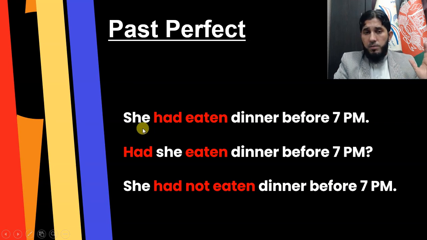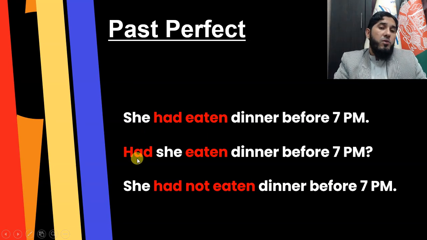But look at the concept. She had eaten dinner before 7 p.m. It means that the action of eating dinner was completed before a specific time, 7 p.m. in the past. You may bring another action here in the time clause, and you may say she had eaten dinner before her husband came home. So that's also possible. So we talk about a completed action before something else in the past.